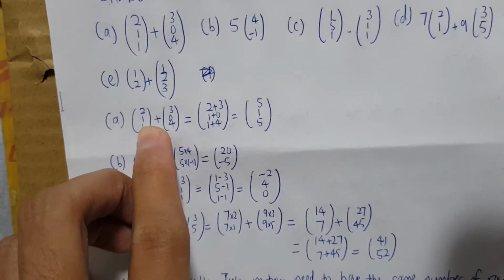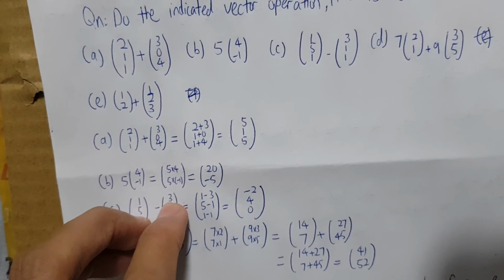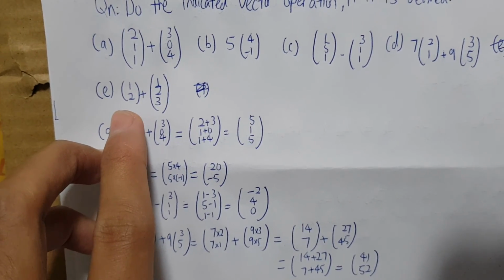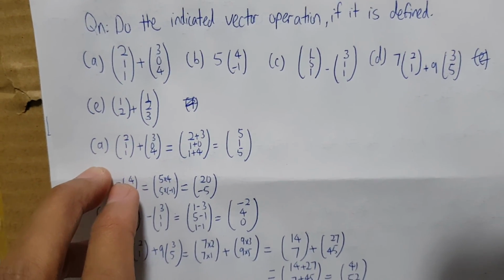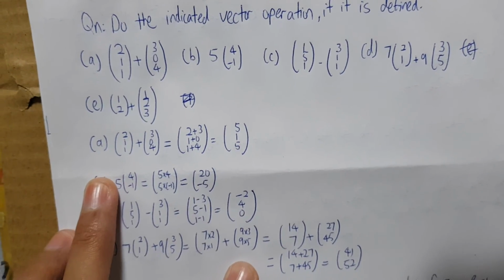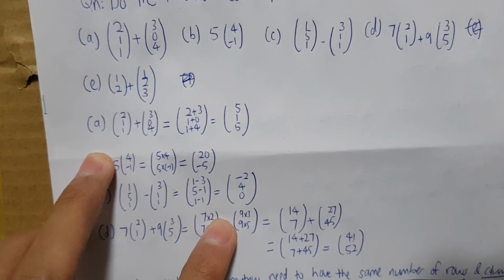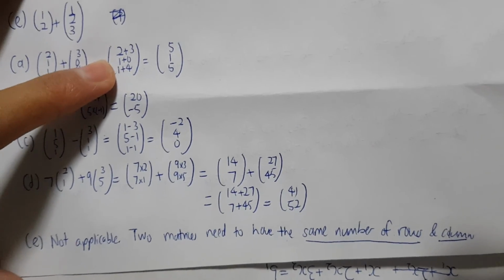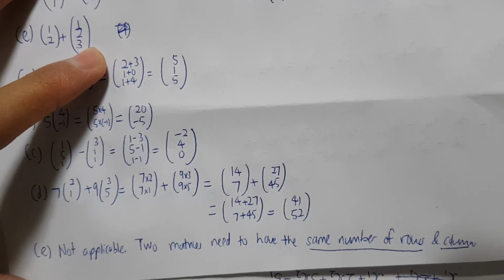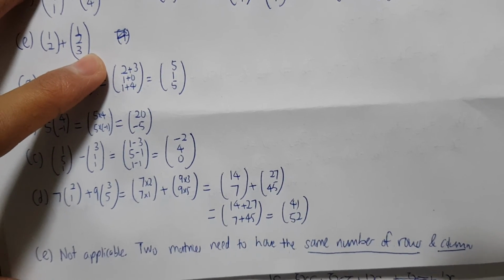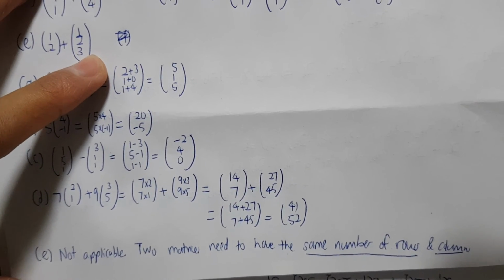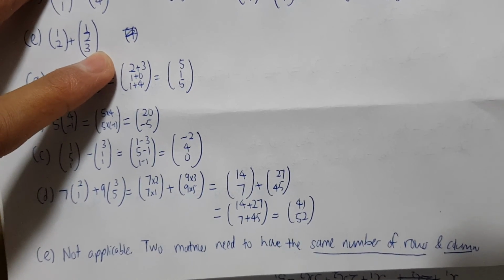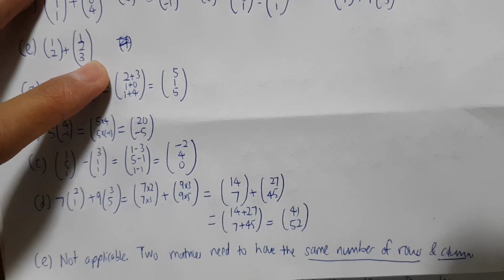Now, how about the last one? Notice that the 2 matrices have different rows but the same columns. Hence, we are not able to apply the vector operation. It's not defined, and the reasons are here. Two matrices need to have the same number of rows and columns in order for us to do a vector operation. In this case, we want to do vector addition, and we cannot add because they have different rows. So it's not applicable.